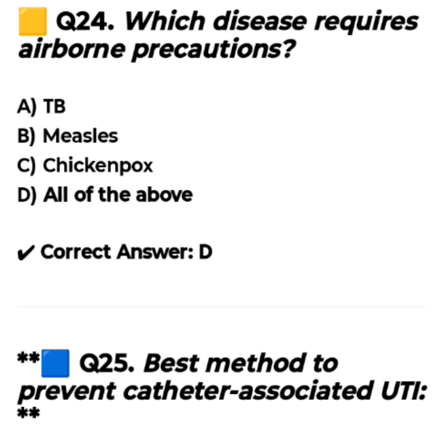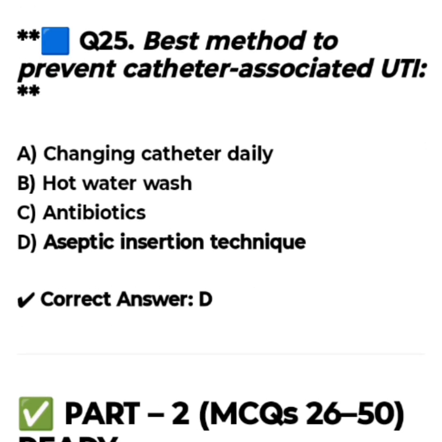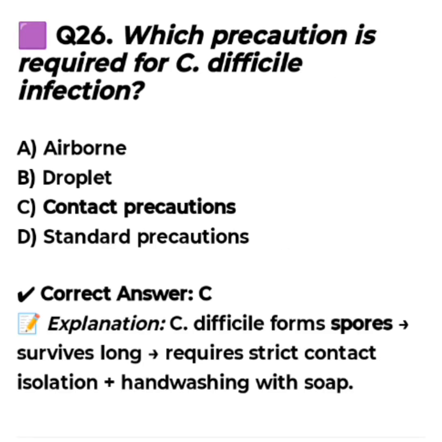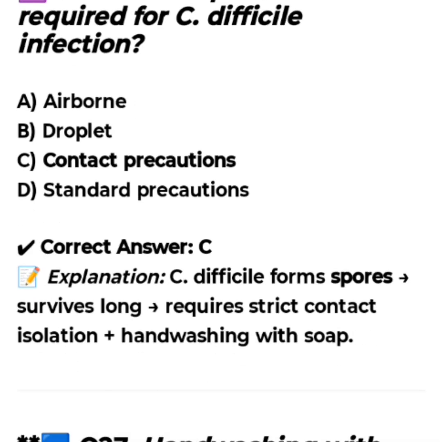Which disease requires airborne precautions? The correct answer is option D, all the above. Best method to prevent catheter associated urinary tract infection. The correct answer is option D, aseptic insertion technique. Which precaution is required for C. difficile infection? The correct answer is option C, contact precautions.